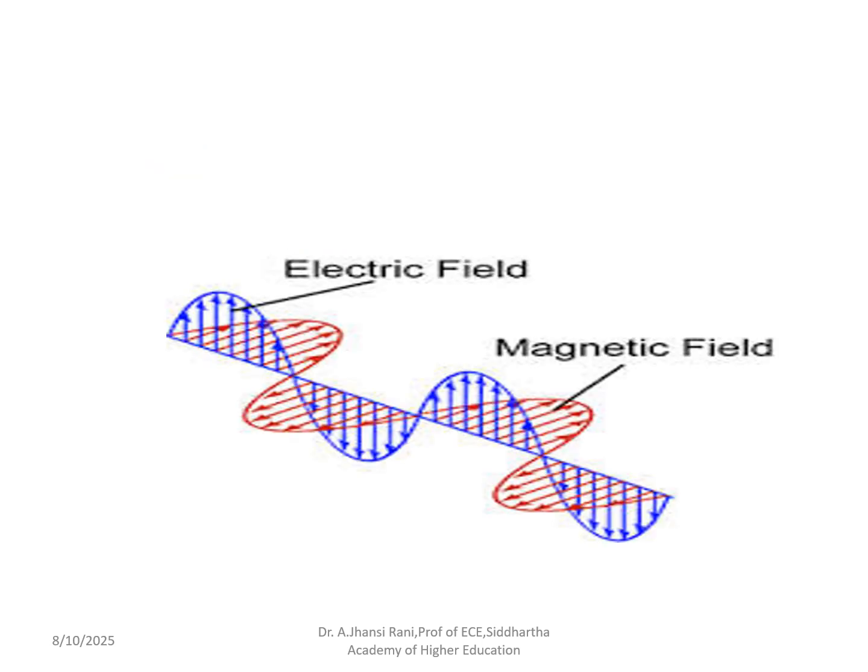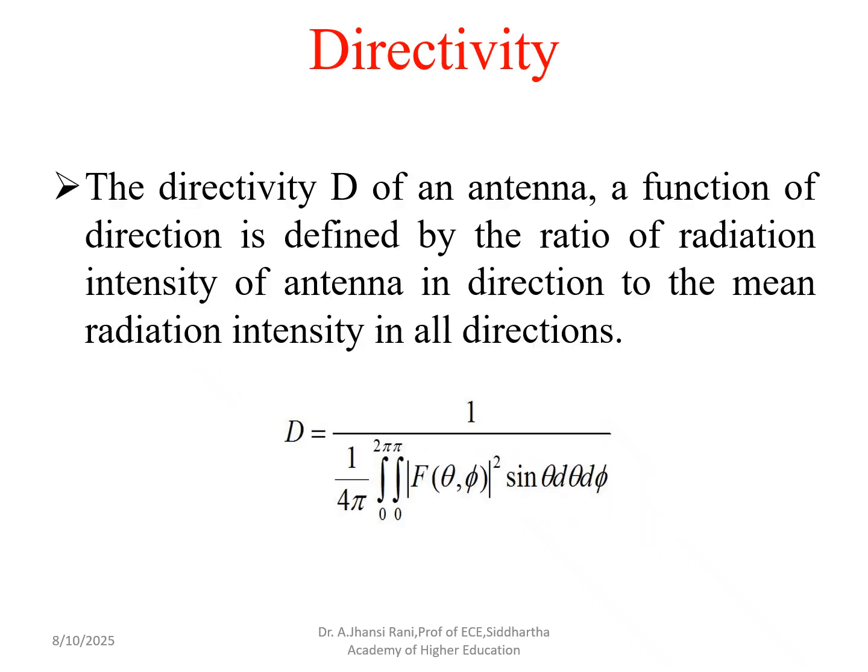See here, the electric field and magnetic field are orthogonal to each other. This is the electric field vertically, the magnetic field horizontally. Always when the wave is propagating, the electric field and magnetic field are orthogonal to each other.